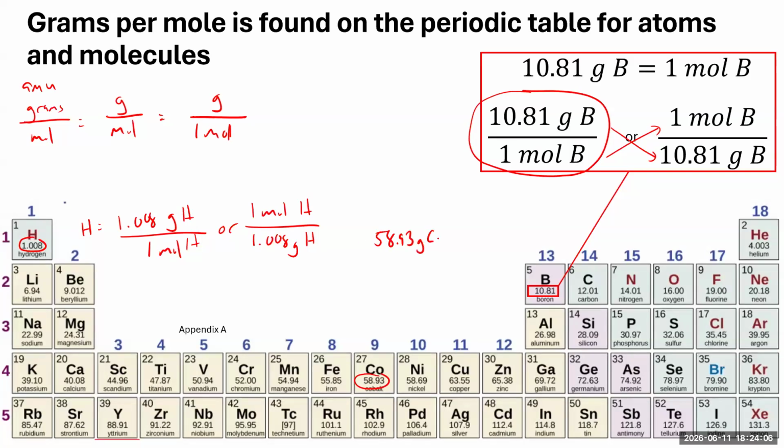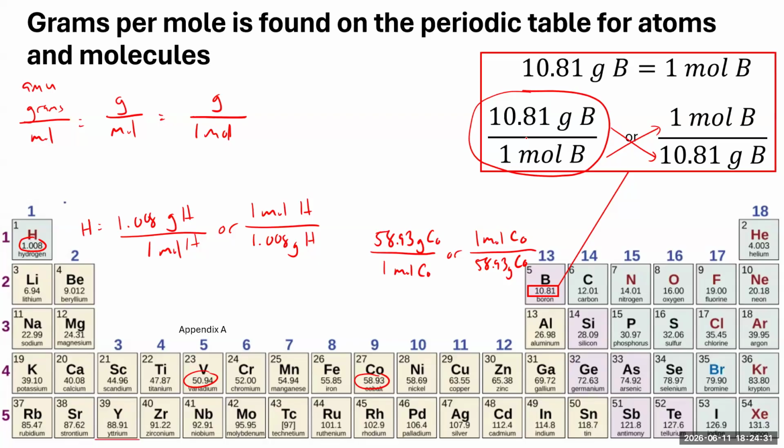58.93 grams of cobalt per 1 mole of cobalt. Or we could switch it: 1 mole of cobalt over 58.93 grams of cobalt, right? Any of those numbers, 50.94 grams of vanadium per 1 mole of vanadium. So these are built-in conversion rates.